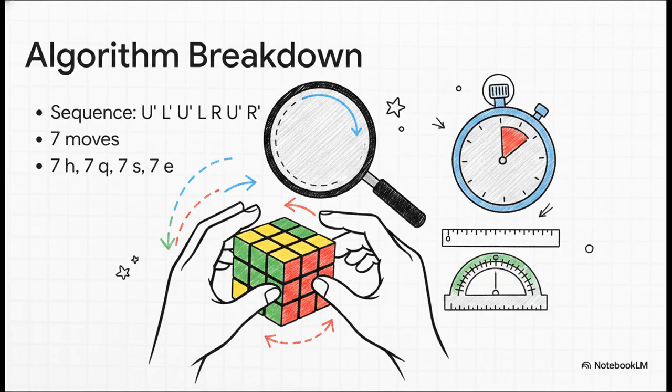You have to notice how meticulously these movements are measured. The specific base sequence from our source is highly compact. We're talking exactly 7 total moves, but look at how the software tracks it: 7H, 7Q, 7S, 7E. It's capturing half turns, quarter turns, the whole shebang. Every single flick of the wrist is analyzed and optimized for pure efficiency.